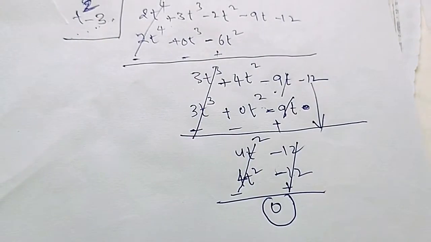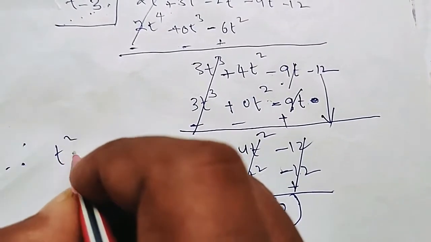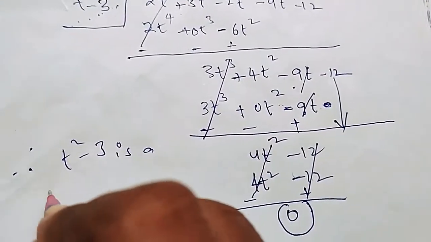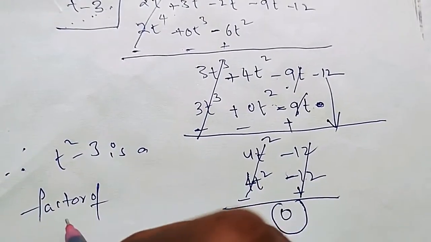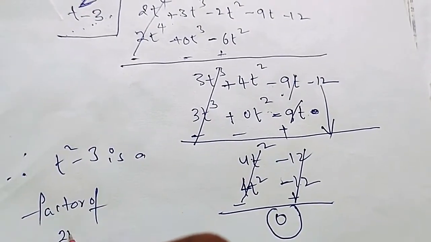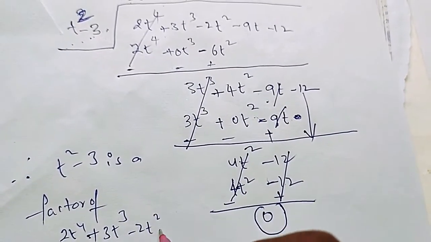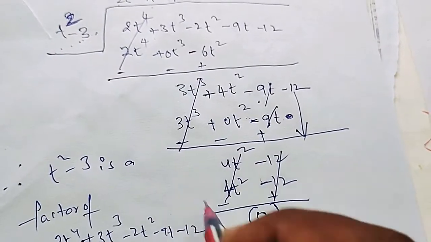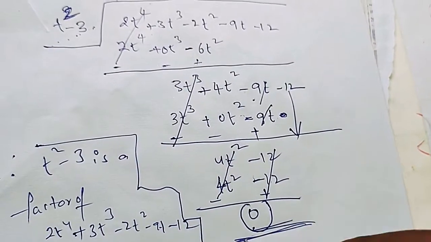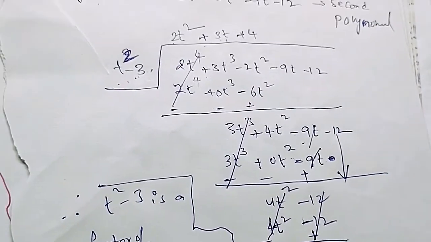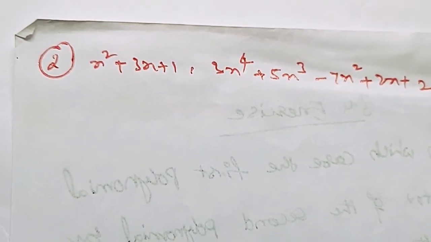So you can conclude that therefore t square minus 3 is a factor of 2t power 4 plus 3t cube minus 2t square minus 90 minus 12, because we got the remainder 0. That's why it's a factor. Very simple friends. Now let's see the second problem here.